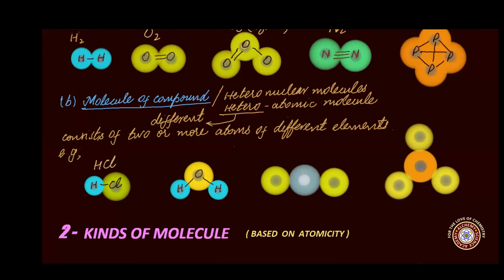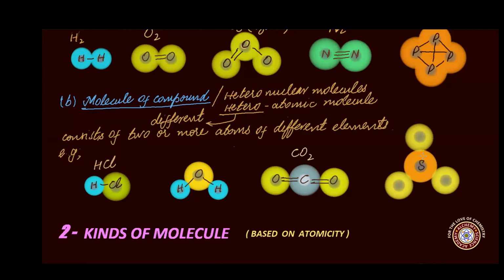It is an example of carbon dioxide. This is the carbon atom, and these are the oxygen atoms. Each oxygen atom is doubly bonded to the central carbon atom to form carbon dioxide molecule, which is another example of heteronuclear triatomic molecule. This is an example of sulfur trioxide molecule.